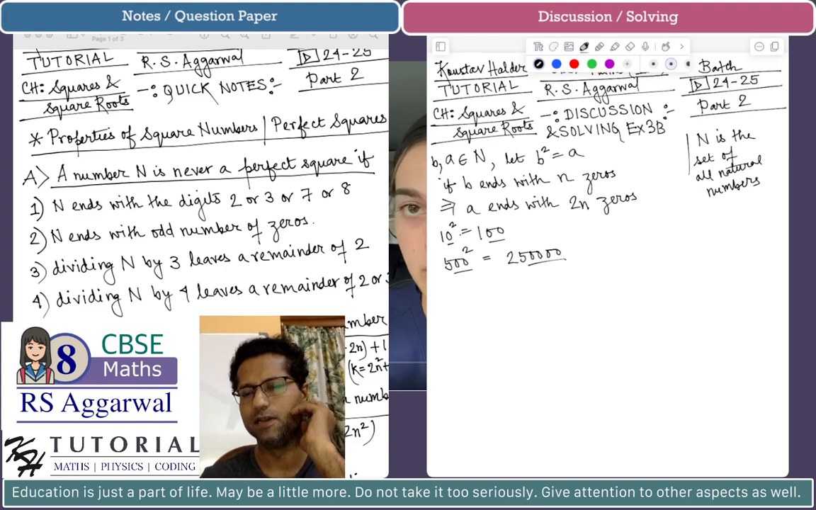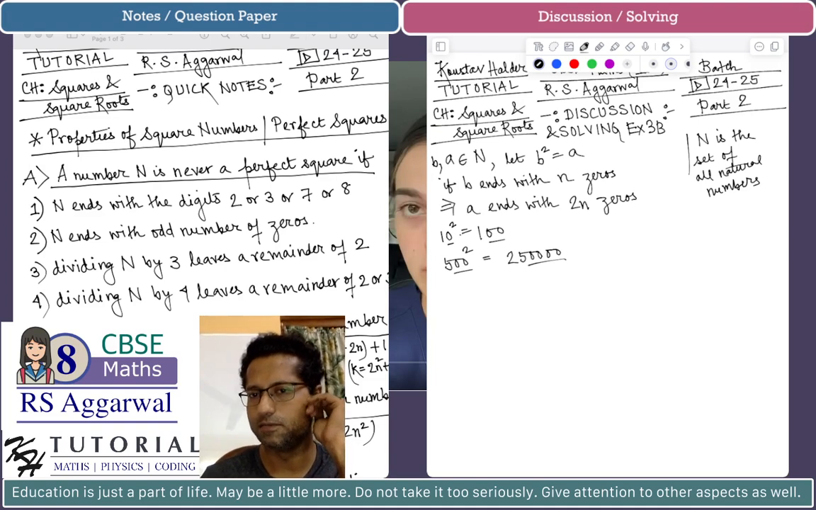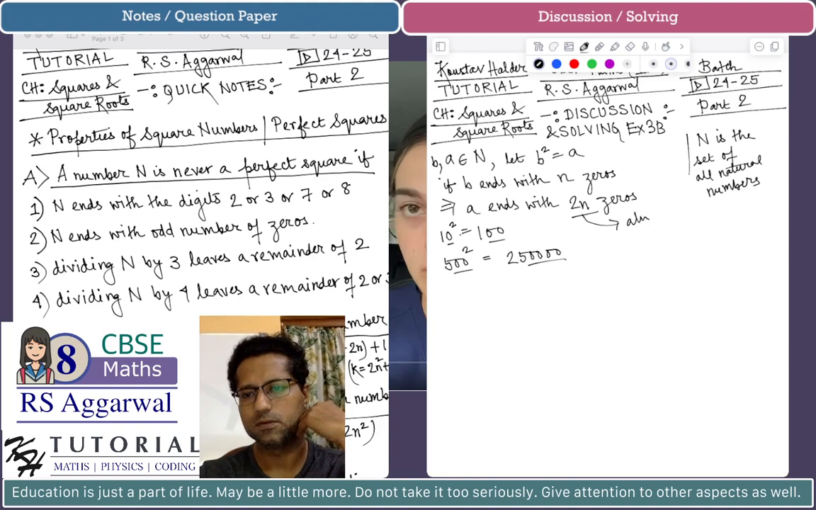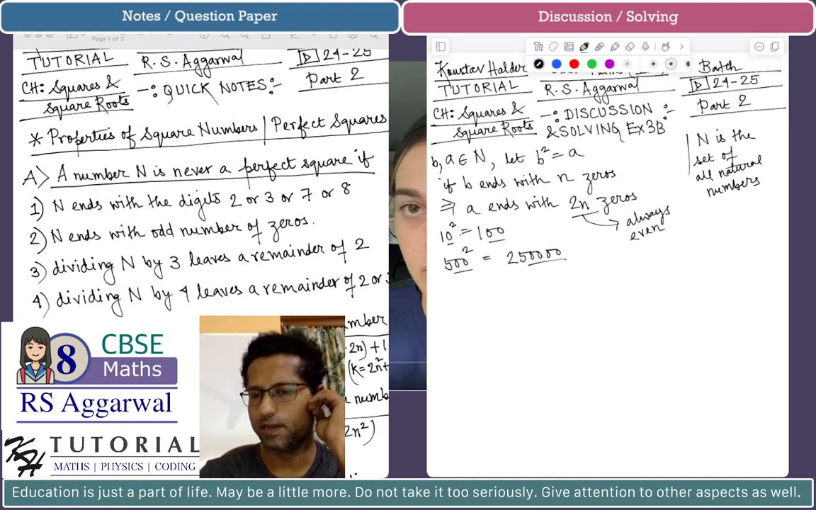n number of zeros, where n is a natural number, like n could be 1, 2, 3, 4, 5, 6, like that. If B ends with n zeros, then A, which is B squared, will end with twice n zeros. So any number which ends with zeros, 10, 20, 30, whatever, this twice n is always even, whatever be the value of n, where n is a natural number. For n a natural number, 2n is always an even number.